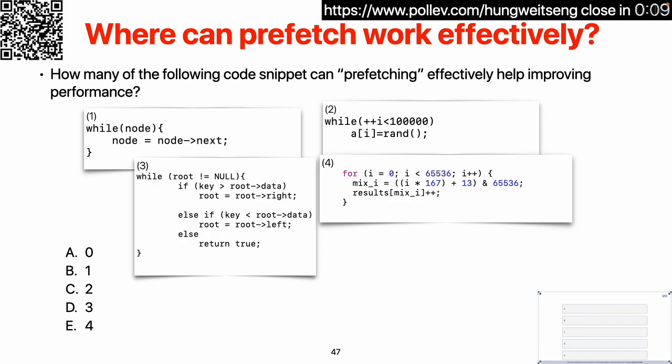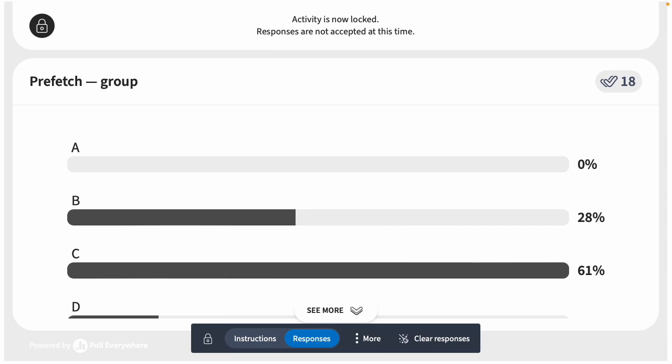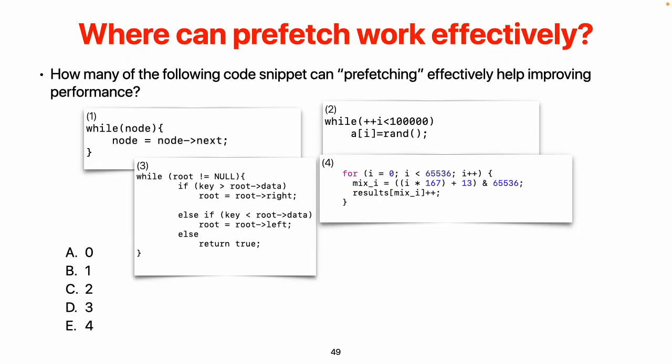Which one? Yeah, that's a for loop thing. All right, so let's take a look. After discussion, most of you think the answer is C, 61%. So two of them could benefit from prefetching. How many of you agree that prefetching can help in the case of number one? Okay, look around and figure it out. No one raised their hands.